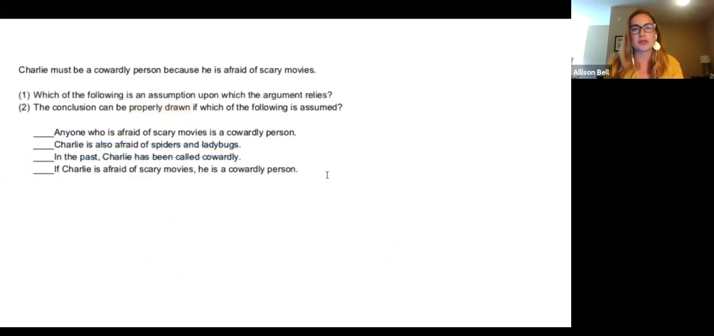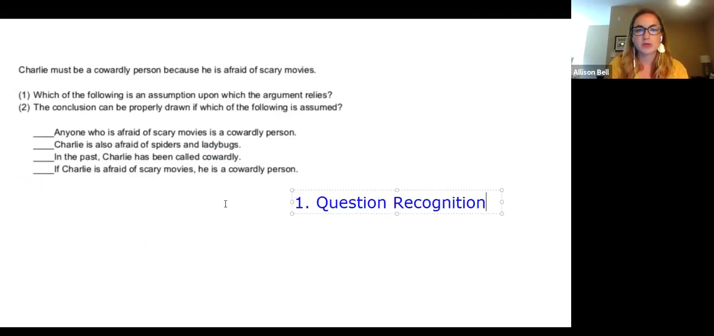I just want to quickly note, so if you're working on studying this at home, you want to think about what are the different skills that I need to build in order to be successful with necessary assumption and sufficient assumption questions. So there are a few that we've seen already. The first is you want to build your question recognition. So can you read a question like the two written right here and identify what task you're being asked to do? Do you know the difference between a sufficient assumption question and a necessary assumption question? Can you recognize them amongst other question types on the LSAT?